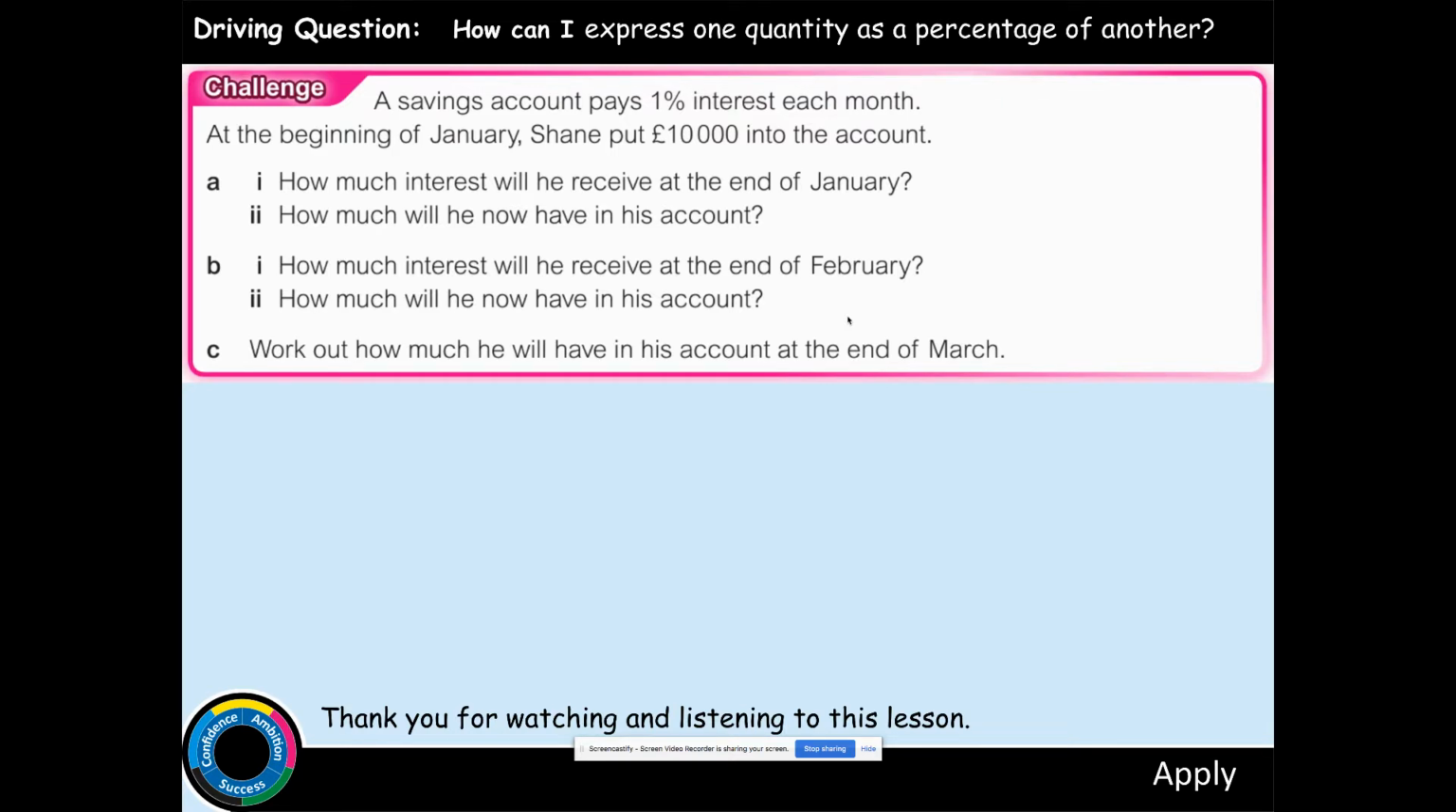So then how much interest will he receive at the end of February? Now that's different because in January he only had the £10,000, but for February he had the £10,000 plus the interest from January. So you'll be finding that 1% interest on a higher figure. And then how much will he have in his account now? And then see if you can work out how much he will have in his account at the end of March. Press pause, have a go, and then press play when you want to check if your answers are as they should be. Good luck.